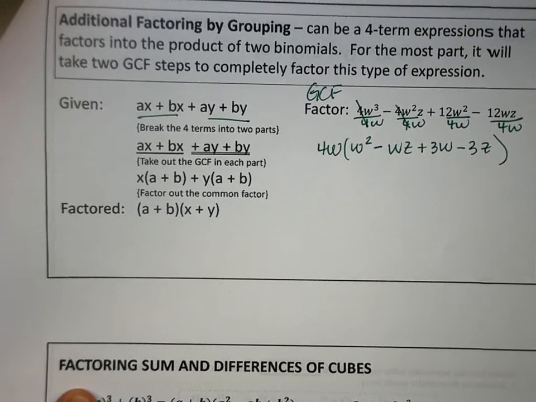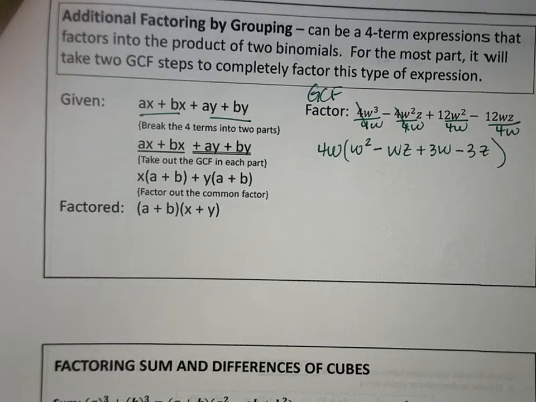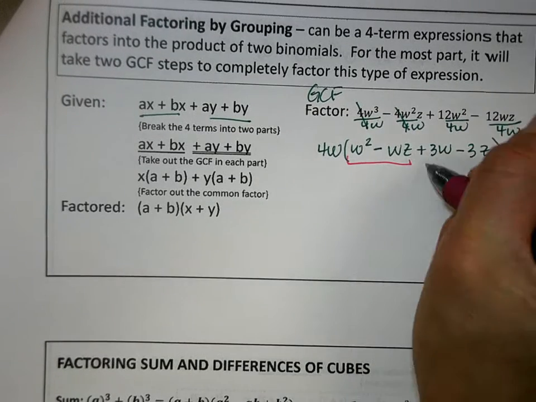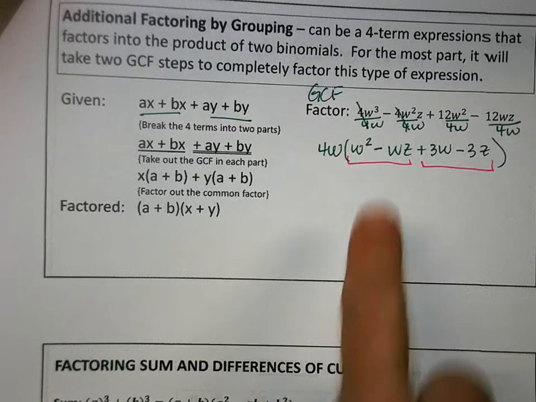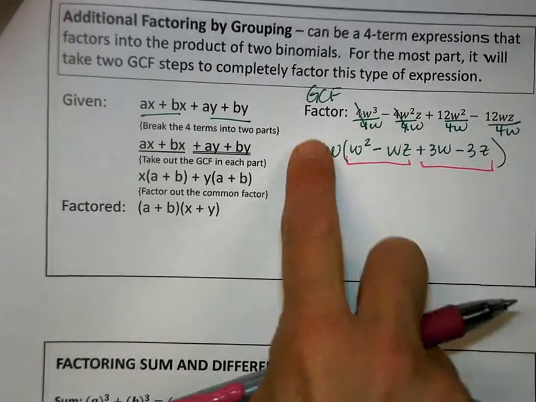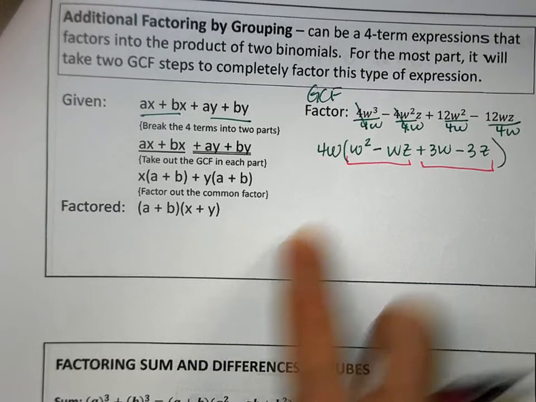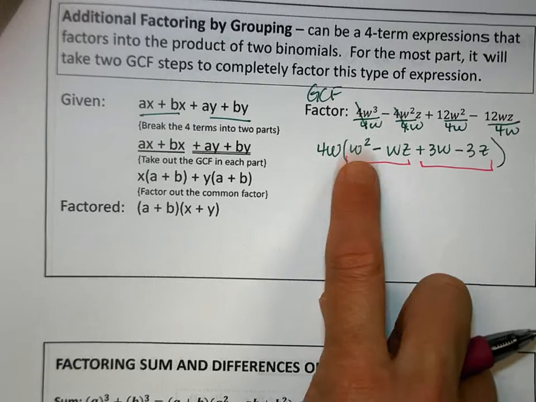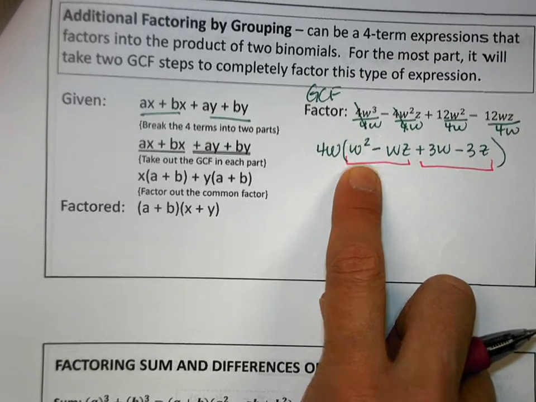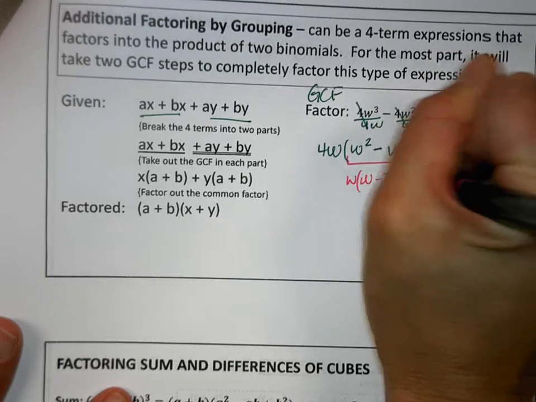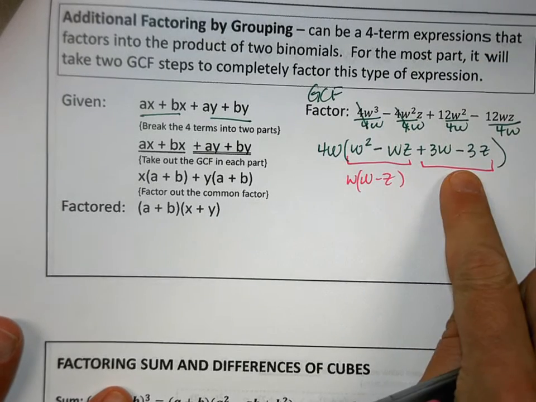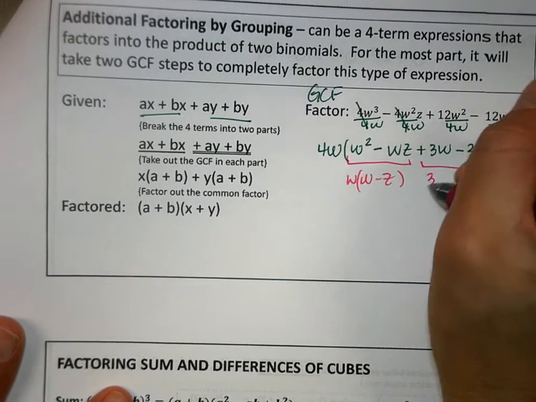Okay, so now I have 4 terms, which means I'm going to break them up into 2 groups. And then now we are just dealing with factoring this. The 4W is still part of my answer, but I need to factor this out. So what's my GCF of this group? W, and I'm left with W minus Z. What's the GCF of the second group? 3, and I'm left with.